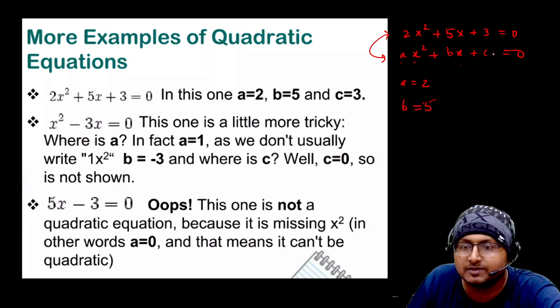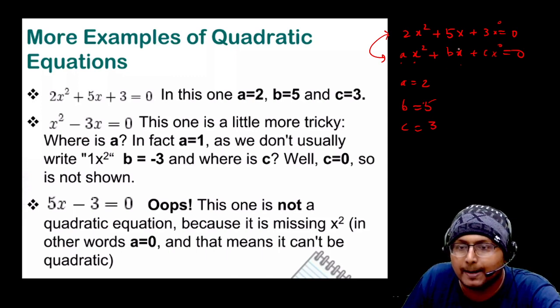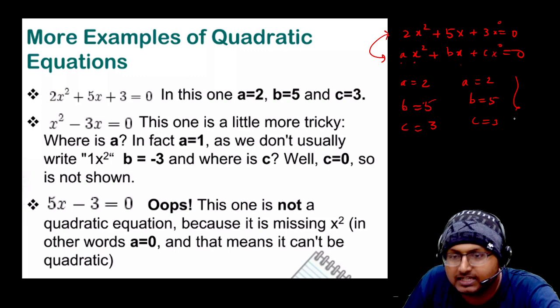What is the coefficient of x power 0? C. What is the coefficient of x power 0 here? 3. So by comparing these two equations, we will get the coefficients a equal to 2, b equal to 5, c equal to 3. So this thing is important.